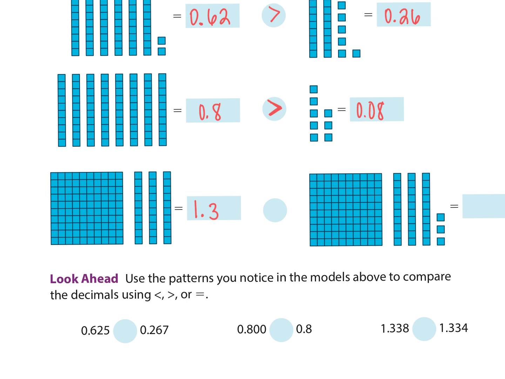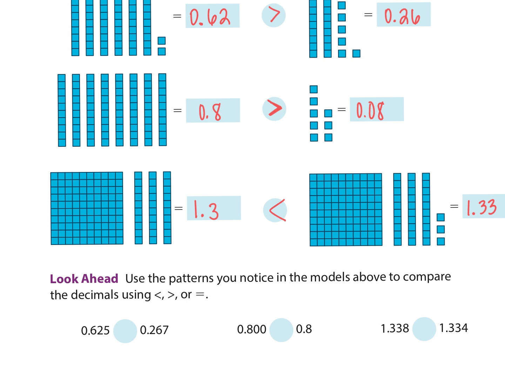Okay, the next one would look like 1.33 because I have 3 tenths and then I have 1, 2, 3 hundredths. So which one has more? Which one's bigger? 1 and 33 hundredths.